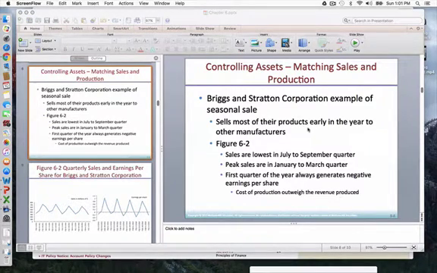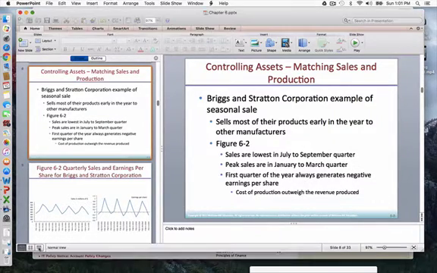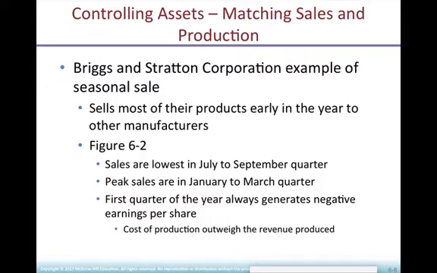Well, let's continue with this discussion on working capital management. We just stopped at this slide here on some applications of level production and management decisions. So we have the example of Briggs and Stratton Corporation of seasonal sales. That's the type of business we want to apply seasonal production to.